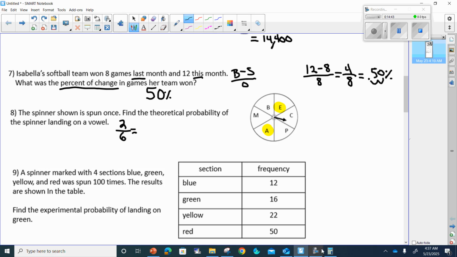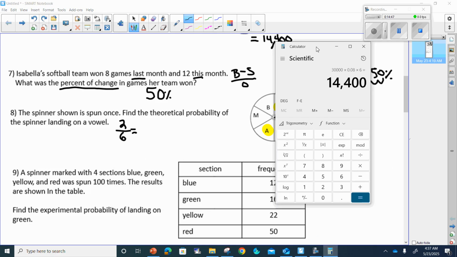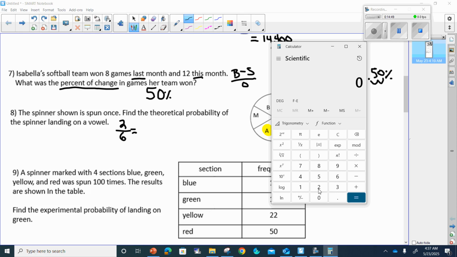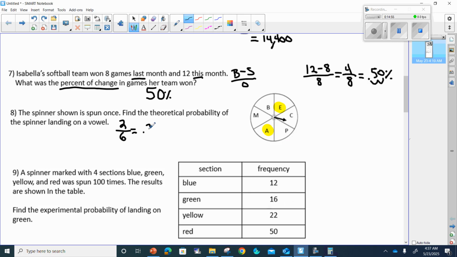And now we simply remember that every fraction is a division problem. We'll put 2 over 6 in our calculator. 2 divided by 6. That gives us 0.3 repeating. To turn this to a percent, we move the decimal over twice. That's going to give us 33.3 repeating percent.